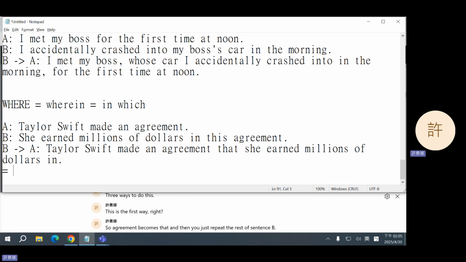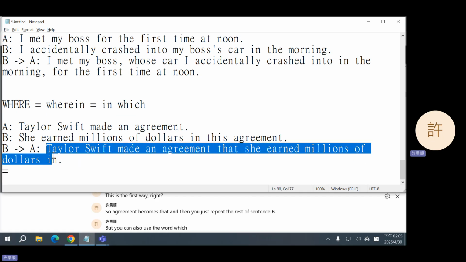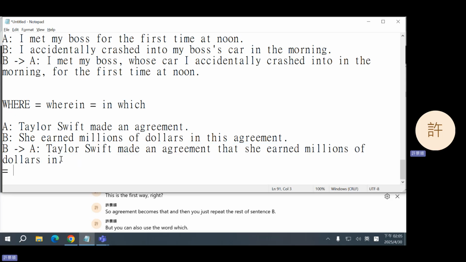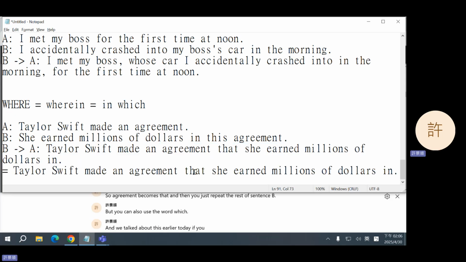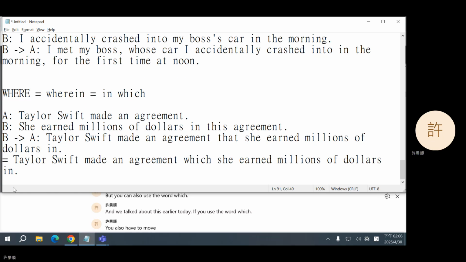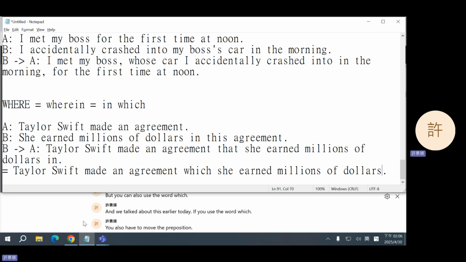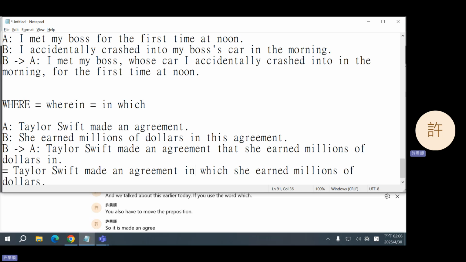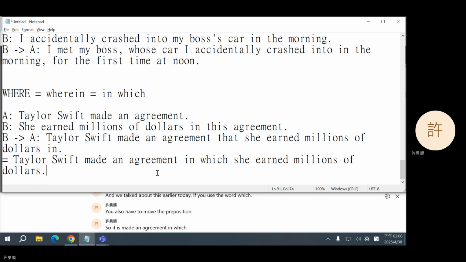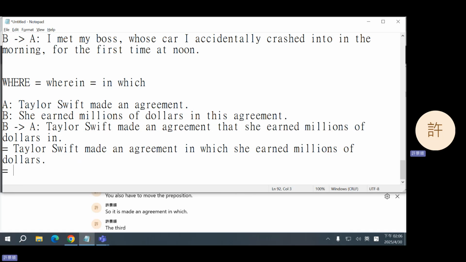But you can also use the word which. And we talked about this earlier today. If you use the word which, you also have to move the preposition. So it is made an agreement in which. The third way is what I want to talk about now. In which, another way to say this is wherein. But today, most people just say where.